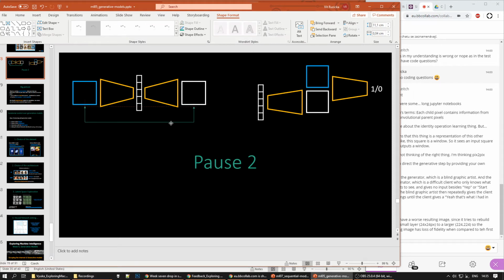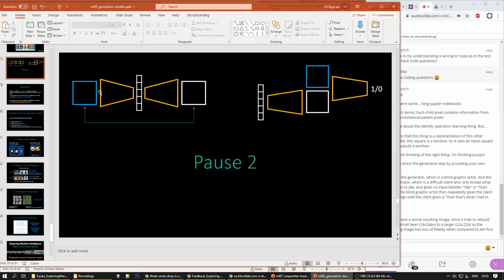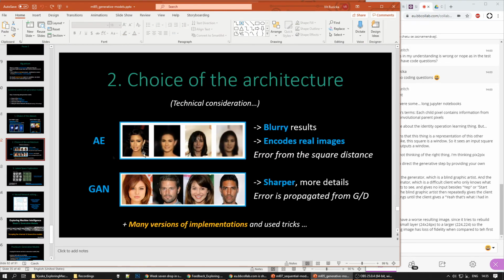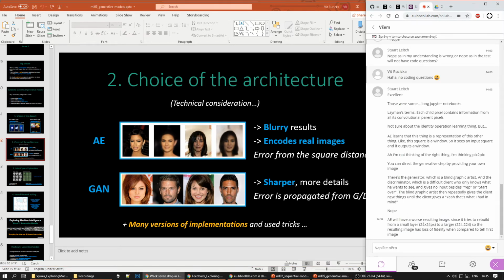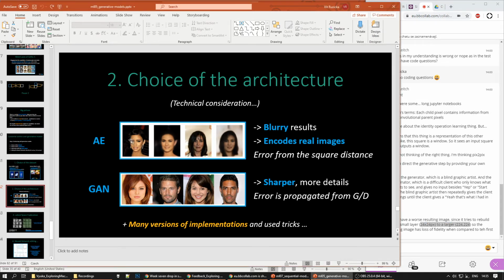This first method is way more prone to errors, reconstructing the images with artifacts. So what is created here is a blurry representation. I guess it's basically what Stuart was saying: because you have forced this image to be encoded into a small representation and then reconstructed from there, nothing really stops the model from just encoding the overall information, basically blurring it out.